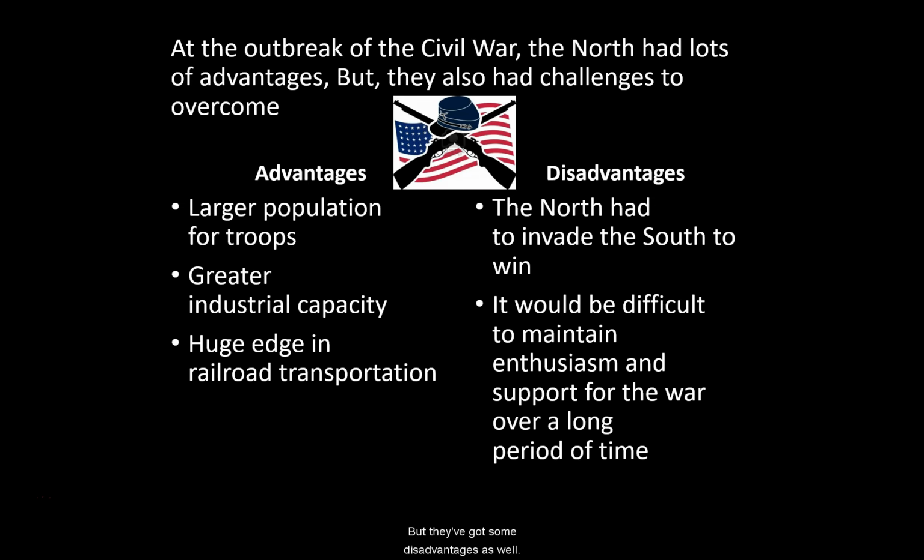But they've got some disadvantages as well. The North needs to invade the South to win. They need to invade and they need to take over. And at this point, they feel as though it's going to be difficult to maintain enthusiasm and support for the war over the long haul. Even when the war starts, many people believe it's going to be very short, a few months at tops, and it's going to be over. Especially in the South, that is the mindset.